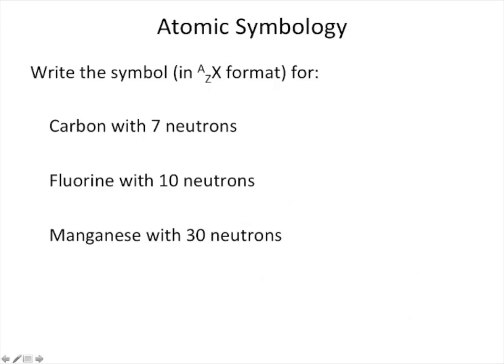So some practice. Write the symbol in AZX format for carbon with 7 neutrons, fluorine with 10, and manganese with 30. Consult your periodic table, pause the video, give it a try, and then we'll put the answers up.